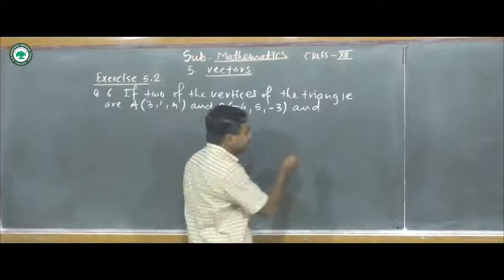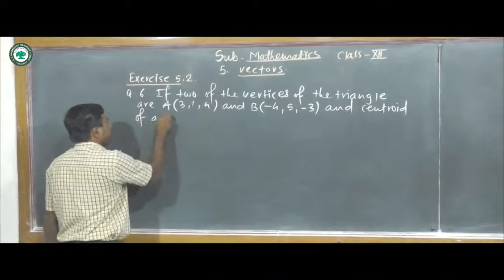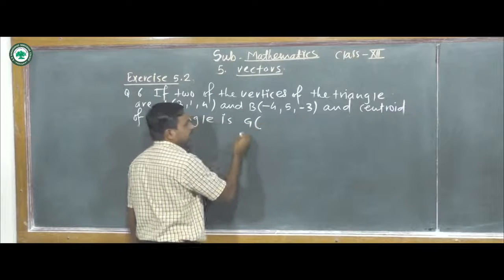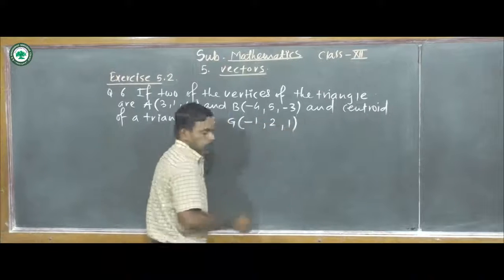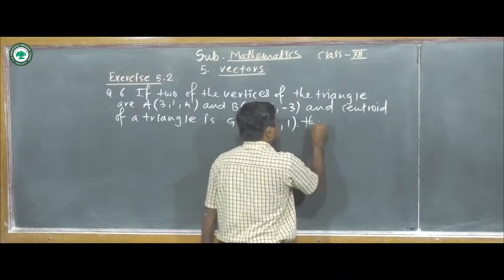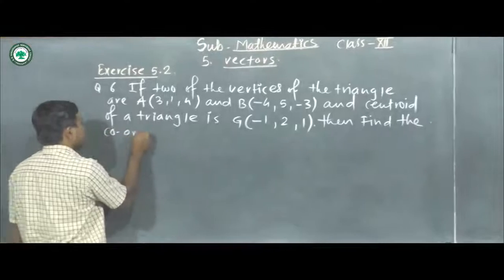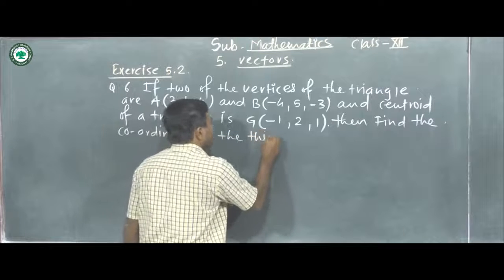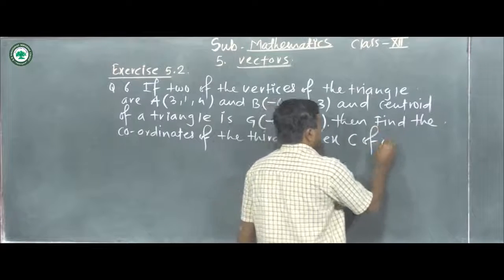and the centroid of the triangle is G, having coordinates (-1, 2, 1), then find the coordinates of the third vertex C of the triangle.